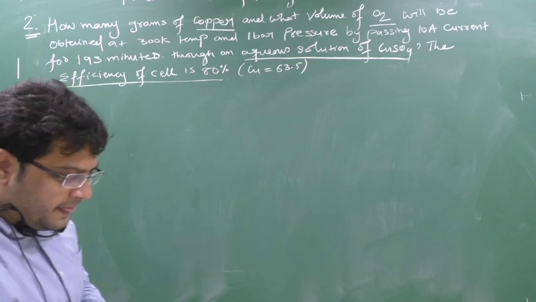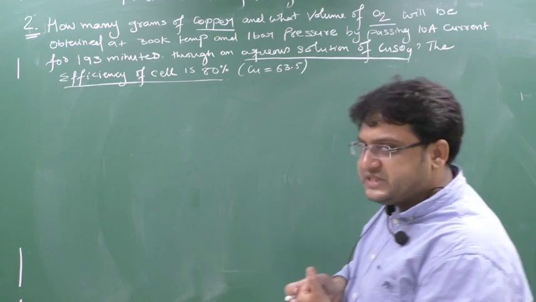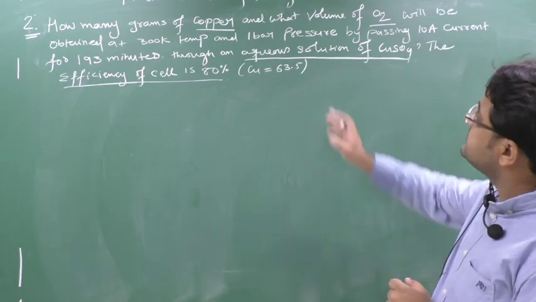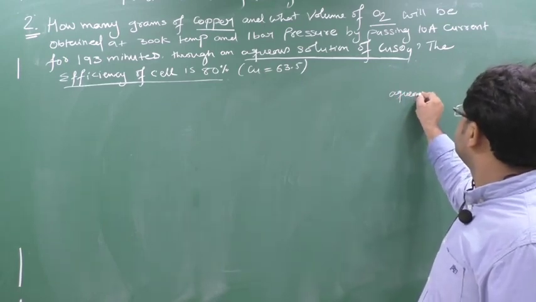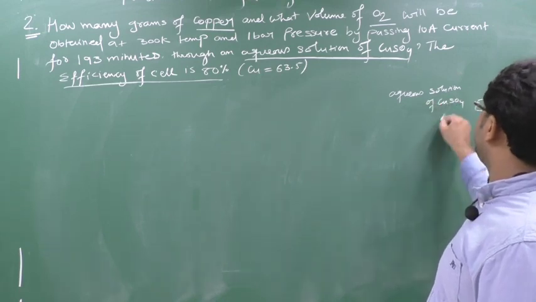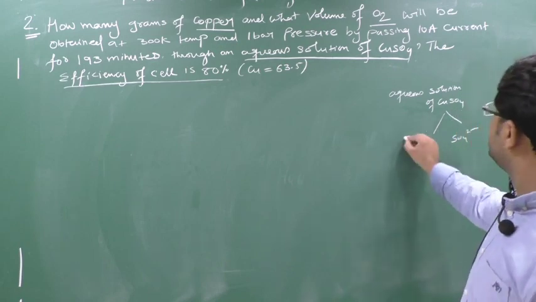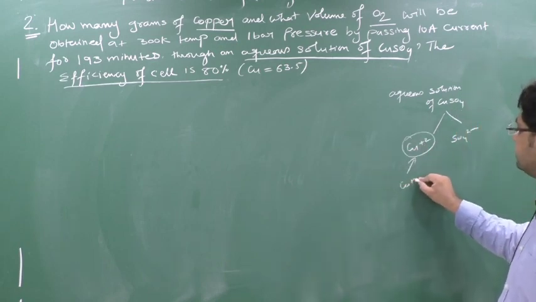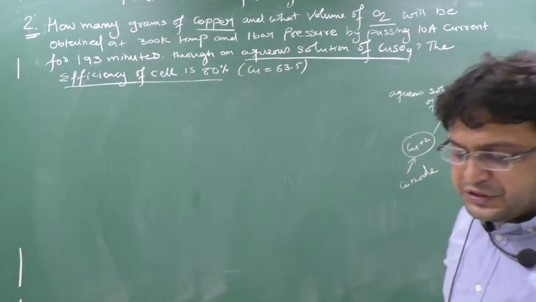Now see here. Here you have to understand two new concepts, and the concepts are also a bit easy. The first concept is the aqueous solution of CuSO4. When I dissociate this, I will get Cu2+ and SO4 2-. So Cu2+ will go to the cathode. And SO4 2- will not go to the anode for oxidation. Why? After this topic we will understand in detail.